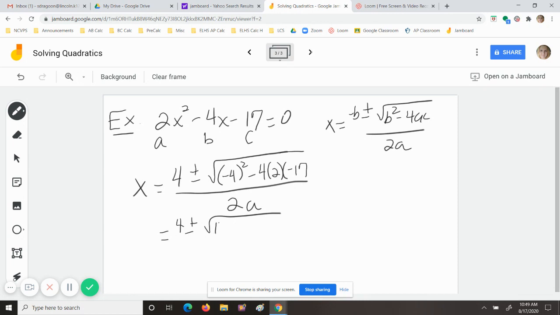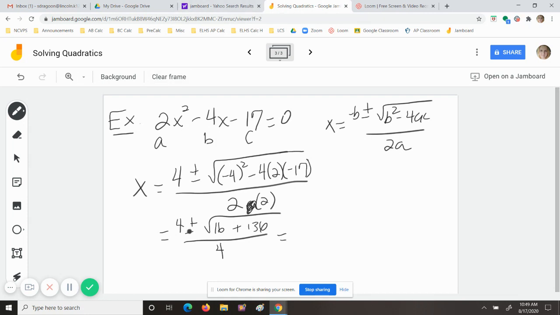Negative 4 squared is going to be positive 16. Anytime we square a number, it's positive. Minus 4 times 2 times negative 17, that's going to be plus 136, all over 2 times a. Oh, I forgot to put in the a last time. That would have been 2 times 2. So 2 times 2 is 4.